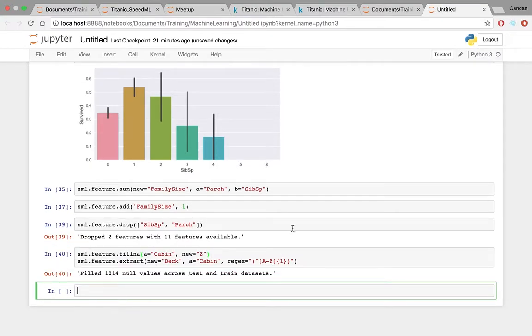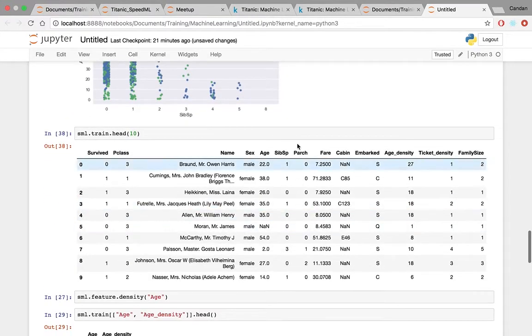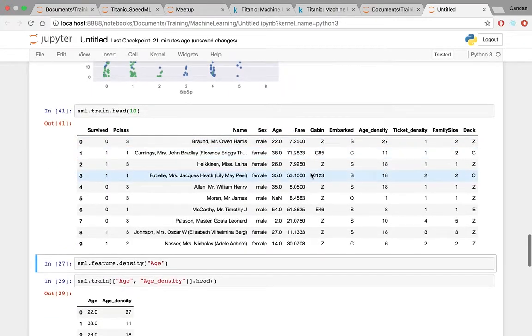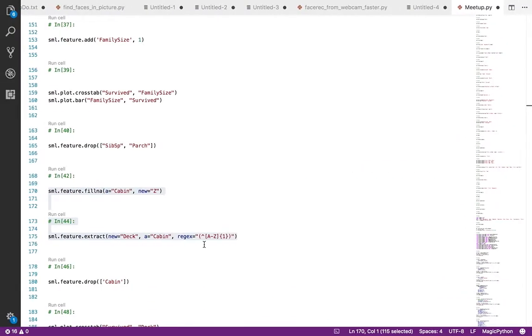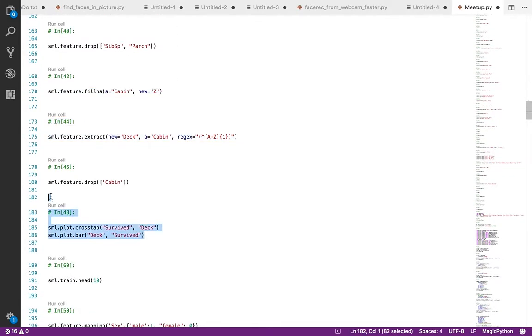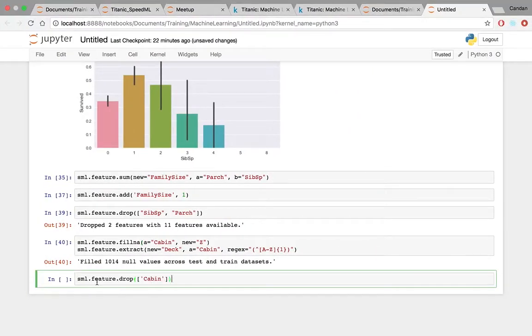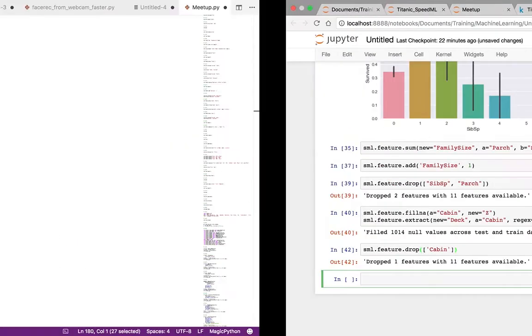So in this case, the NaN data will be disappeared, and I will have a deck section here which says this is Z cabin, this is C cabin, because I am taking the first letter of the cabin. So it's also a good representation. I can convert it to number by saying that Z is 10, C is 1, whatever, right? Okay, so that is that, and I'm going to get rid of the cabin too. So let's remove this too, and that is that.